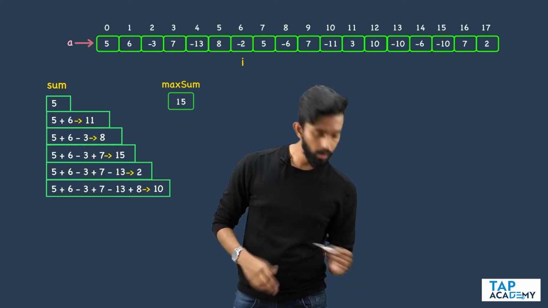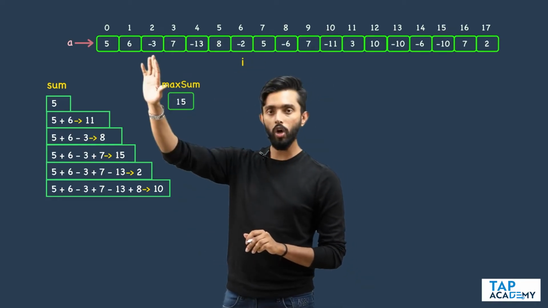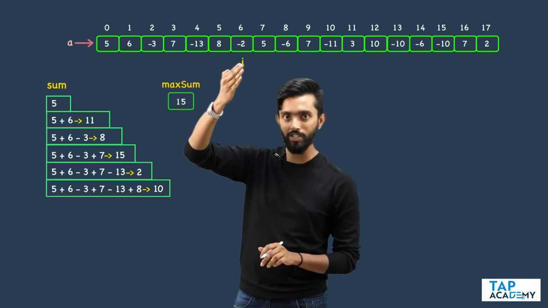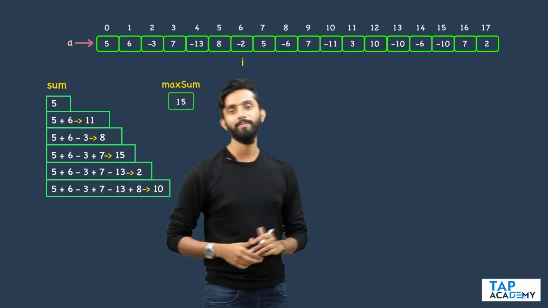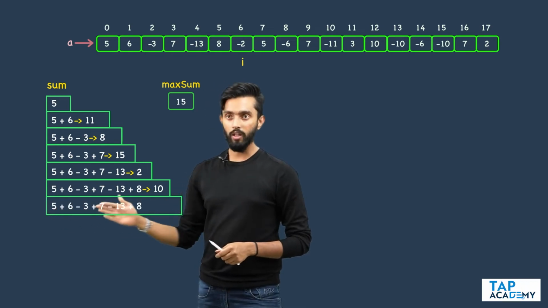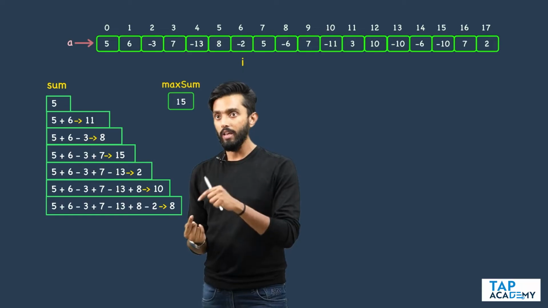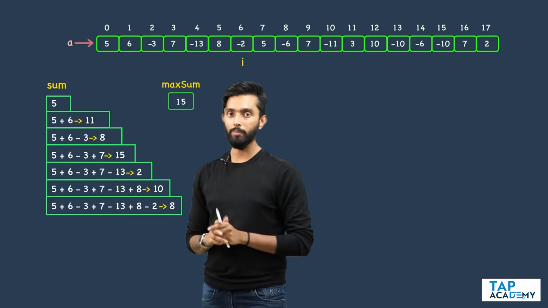If I moves forward, next guy has minus 2. Now, will he join? Obviously, he will be very happy to join because he's under loss. Will these people accept him? They have to because he's a Gujarati. I hope you're able to understand. And hence, if they do that, then if I add minus 2 to the previous thing, what will I get? 8. Is 8 greater than the previous maximum, which is 15? No. No means don't update.